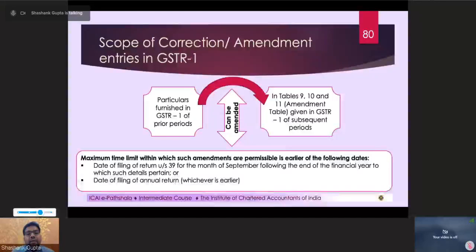How can you take that? You can undertake that amendment in tables 9, 10 and 11 of GSTR1 of subsequent periods. So here also there is the same restriction for any financial year. For example, for financial year 2021, the last date to undertake amendment will be the date of filing return for the month of September or annual return, whichever is earlier.